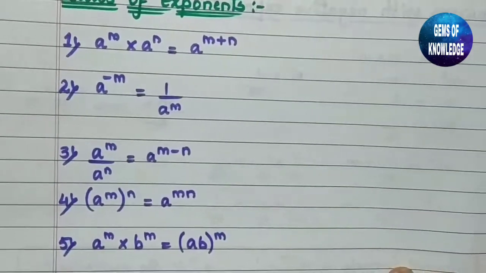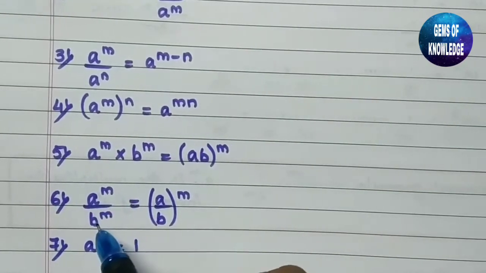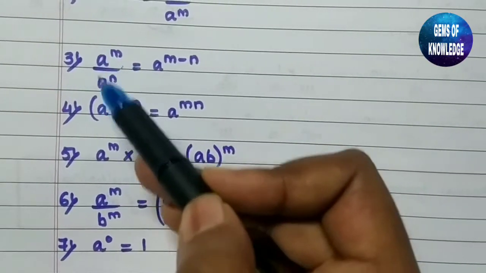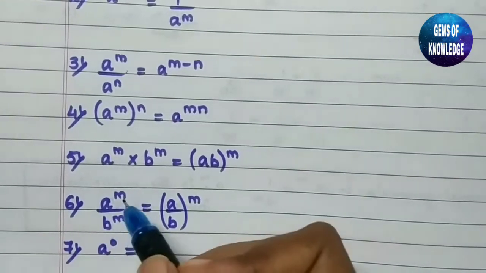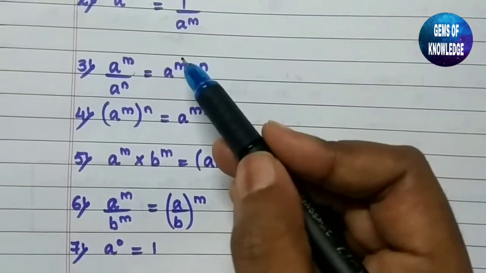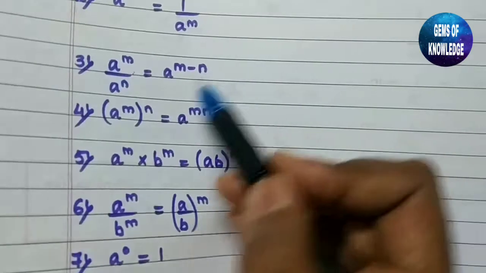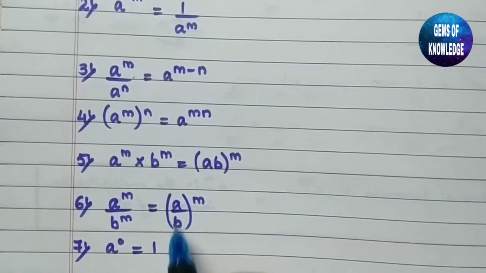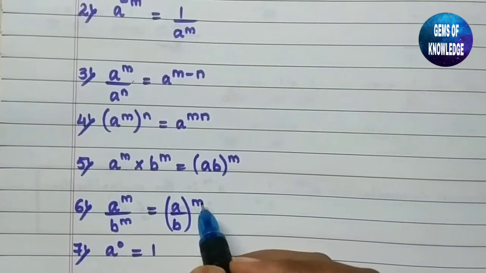See the difference. Next, you can see a to the power of m divided by b to the power of m. Here both the bases are the same with different exponents. Here both the bases are different with the same exponents. When the bases are the same, we just subtract the exponents. And when the exponents are the same, we can directly divide both the bases and the exponent will remain as it is.